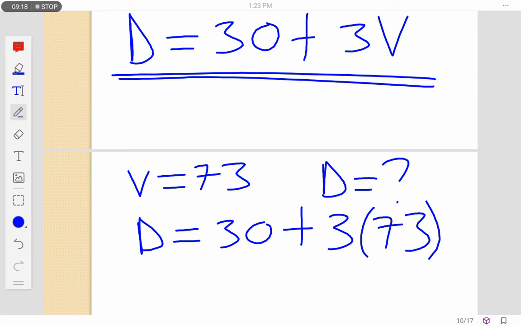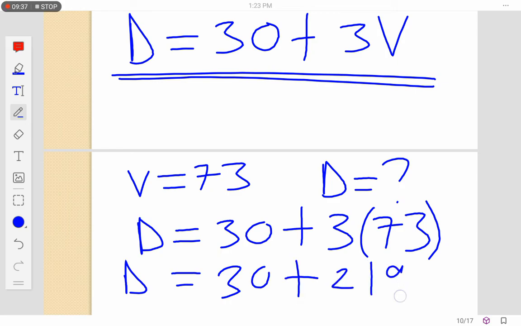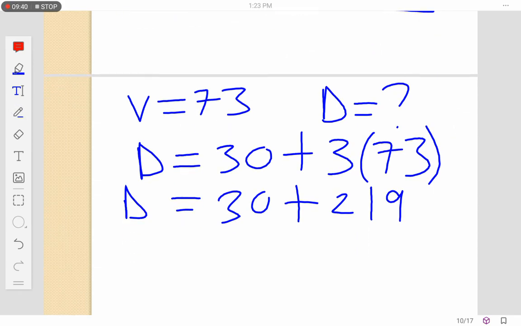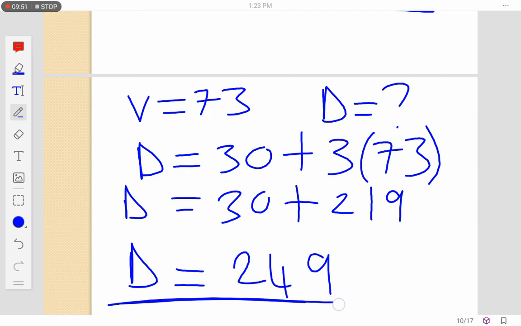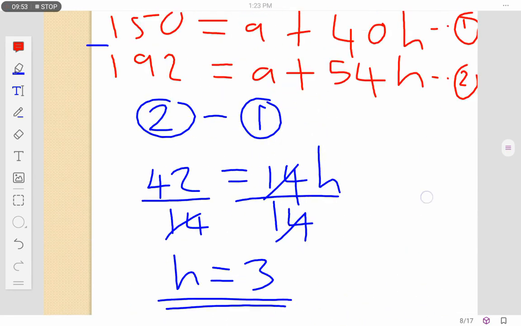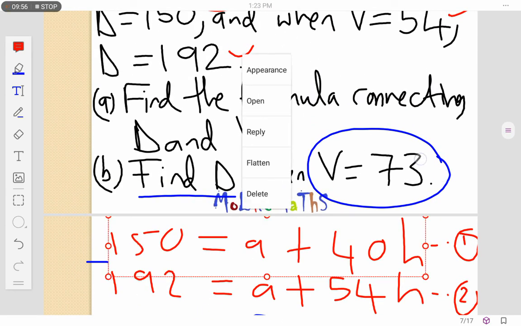So the question is saying find d when we are given v is 73. So we will have d is equal to 30 plus 73 times 3, we get 219. Okay, when we get 219, we can simply add plus 30. So our d becomes 249. Okay, so that's the value of our d. We have answered the question, find d.